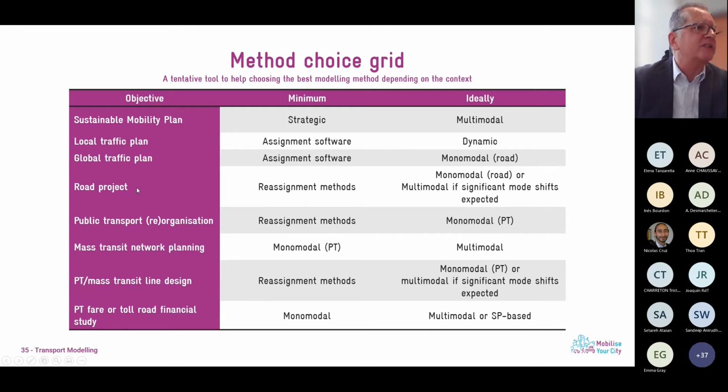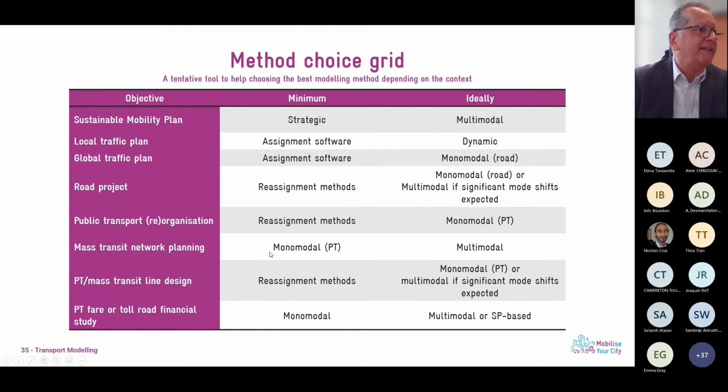For a road project, it could be maybe just a reassignment method based on traffic counts on the existing roads, or monomodal or multimodal if significant mode shifts are expected. For public transport reorganization, maybe just the reassignment methods that we saw for Agadir, for example, if the reorganization is limited, or a monomodal model could be enough.